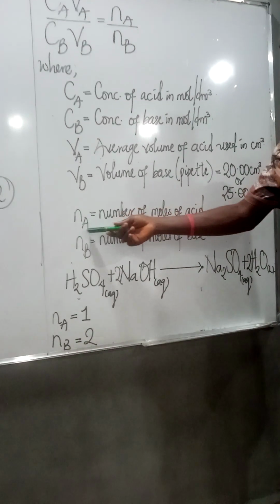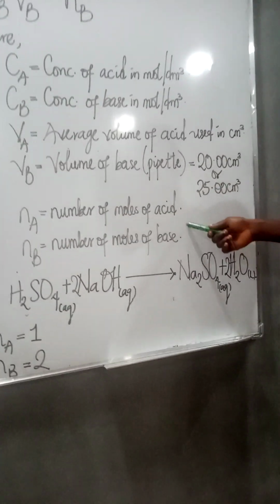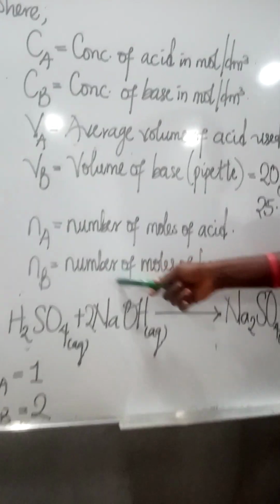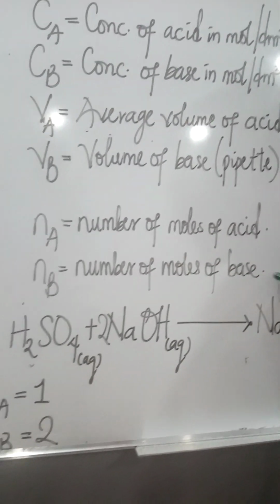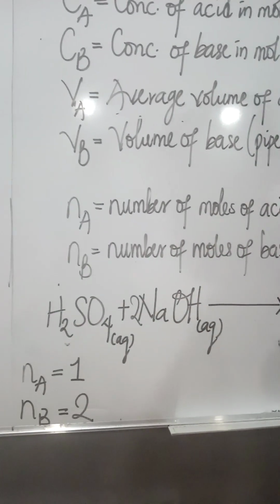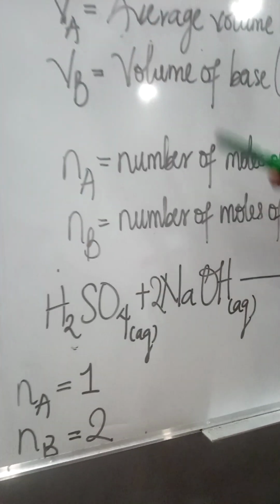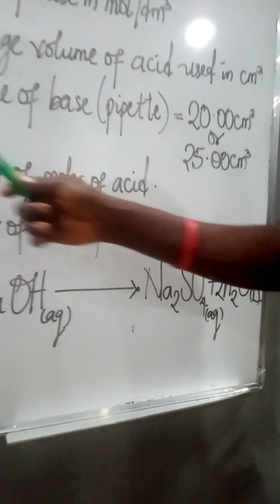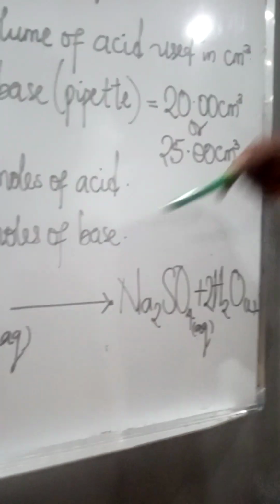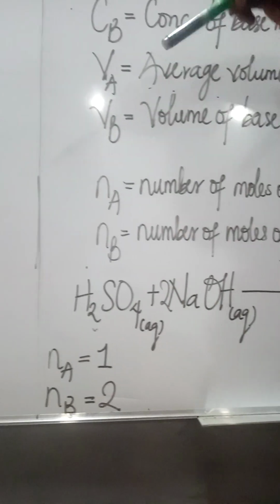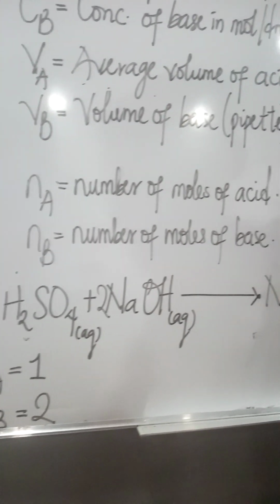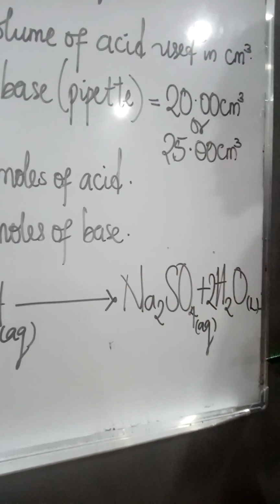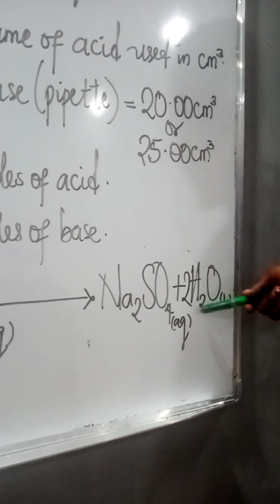And then we have Na, the number of moles of acid, and Nb, the number of moles of base. This is just an expression to guide us on how to select the number of moles of acid and the number of moles of base. This is a reaction between tetraoxosulfate 6 acid and sodium hydroxide to give us sodium tetraoxosulfate 6 salt, and water. Now take note of this.